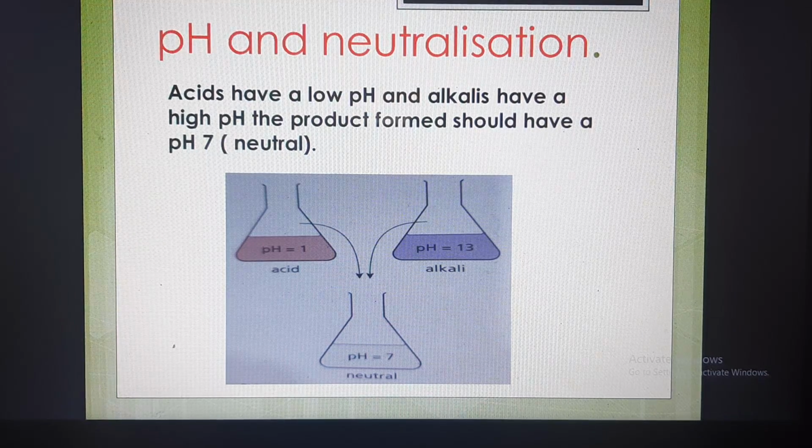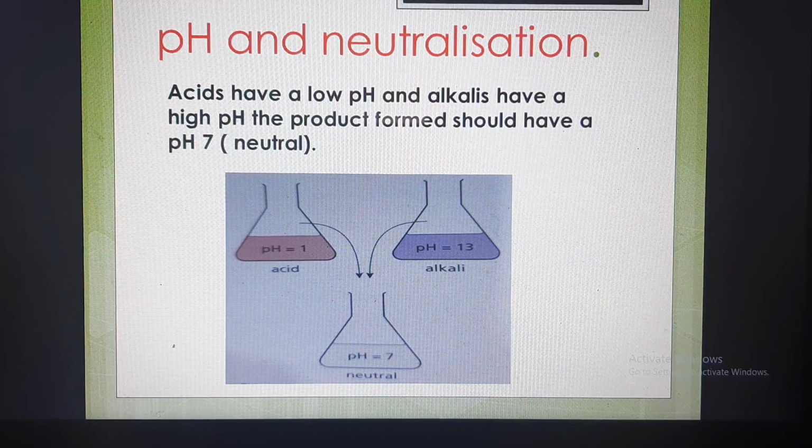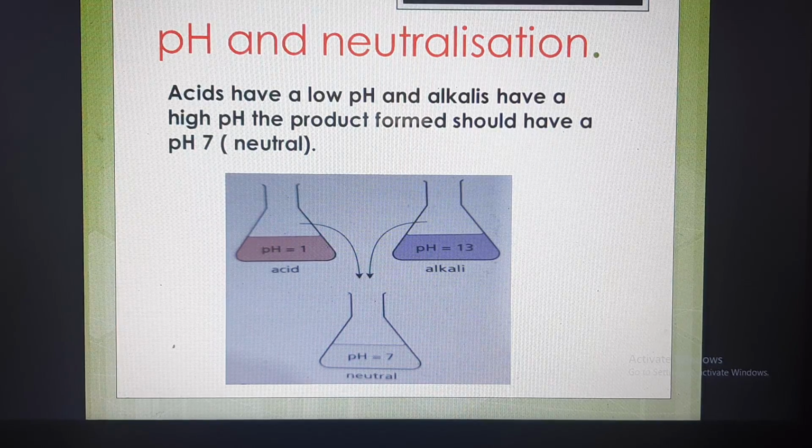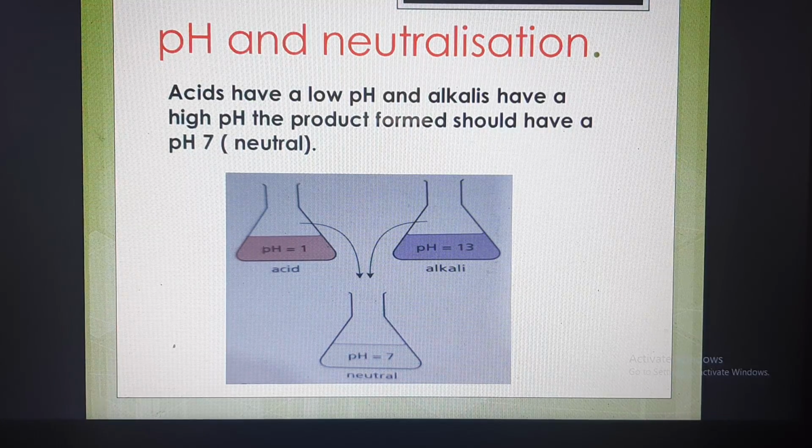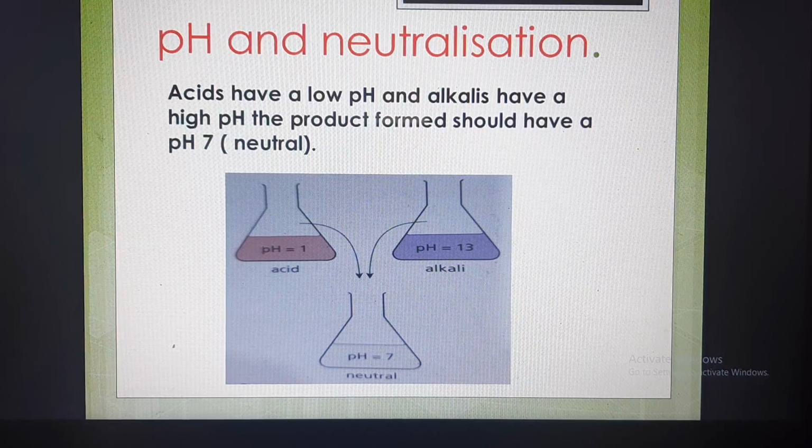Here we are taking one of the acids. See the pH of the acid. The pH of the acid is equal to 1. That means it has a lower value, and a lower value means it is a strong acid. In the same way, the pH of the alkali is 13. A pH of 13 means it is a strong alkali. That means here a strong acid is reacting with a strong alkali, so the product formed should be a neutral product.